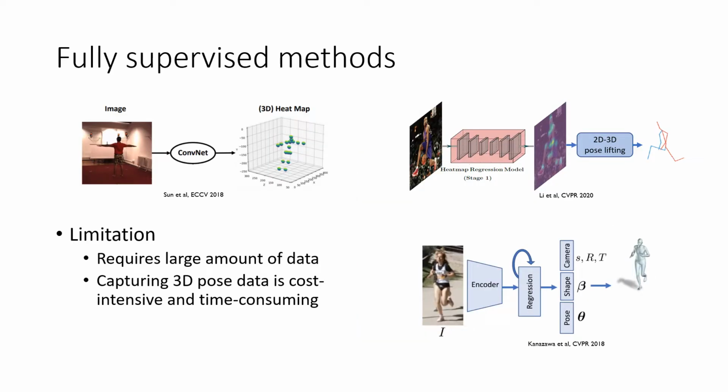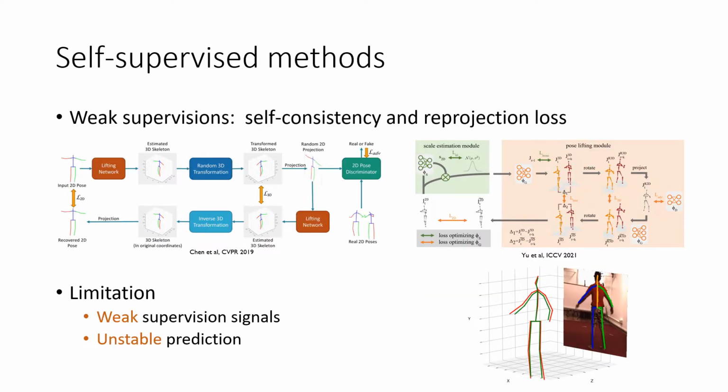Conventional fully supervised methods such as direct 3D regression, two-stage approach, and SMPL regression mainly rely on ground truth 3D data for full supervision. However, supervised training requires a large amount of data, and capturing 3D pose data is cost-intensive and time-consuming. In the problem setting of only 2D pose available, self-supervised methods have been proposed. However, those approaches mainly rely on weak supervision such as self-consistency or reprojection loss, resulting in unstable and inaccurate predictions.